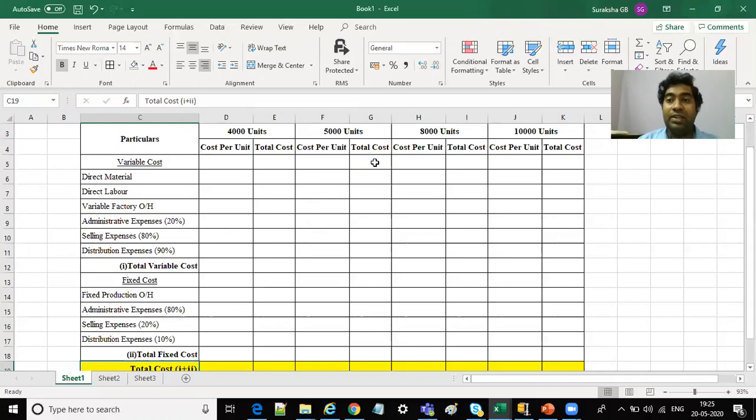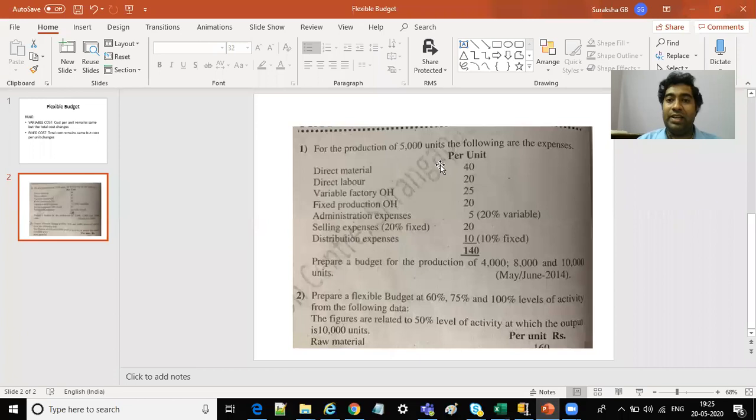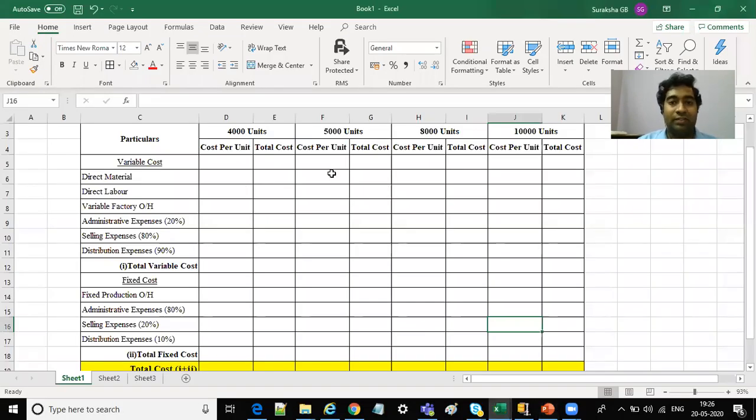Please remember, in the problem which I showed you, the information is given for 5,000 units. Considering the information of the 5,000 units, you need to prepare the budget for 4,000 units, 8,000 units, as well as for the 10,000 units. Now see the problem. Material 40 rupees, labor 20 rupees, variable factory overhead 25 rupees, fixed production overhead 20 rupees, administration expenses 5, selling expenses 20, distribution expenses 10. Now let us fill all this information here.